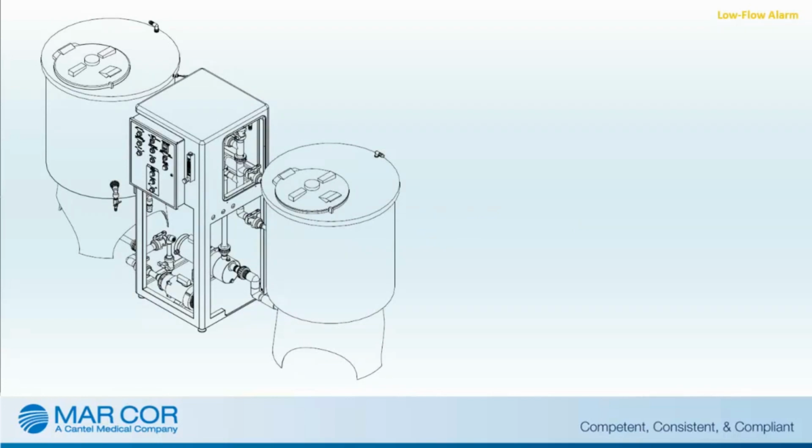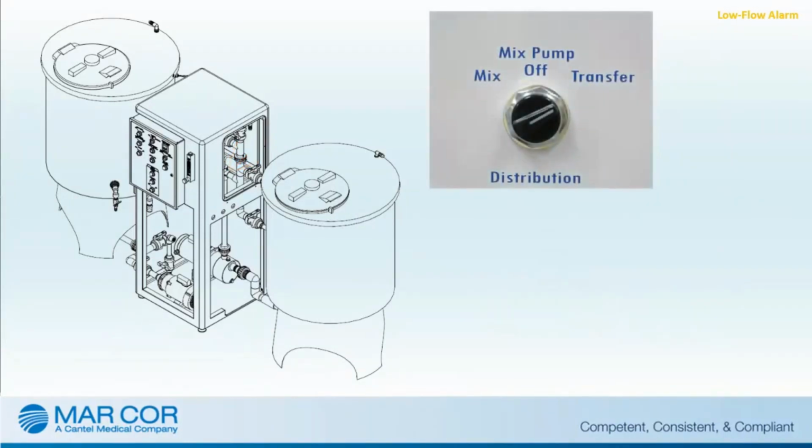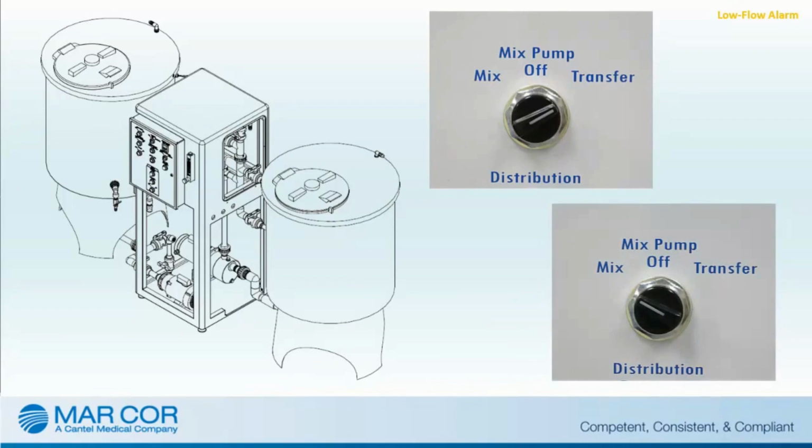A mix pump low flow alarm condition is created when the solution velocity in the mix pump piping drops below 2 gallons per minute as measured at the flow switch on the output side of the mix pump. The mix pump hand switch must be in either the transfer or mix position, and the mix pump low flow switch not satisfied to activate the alarm. The mix pump shuts off in the absence of solution to prevent pump damage.